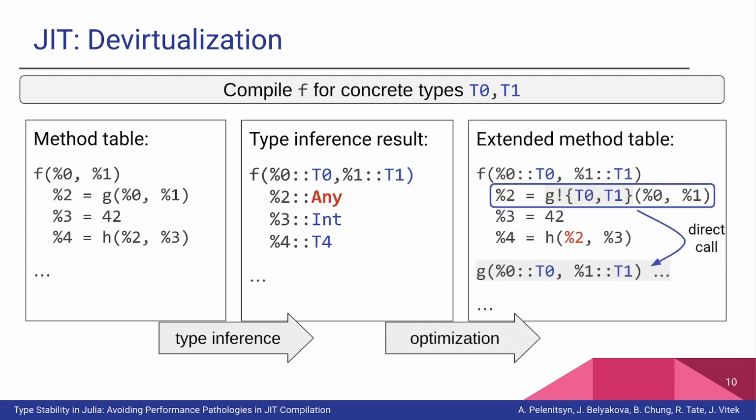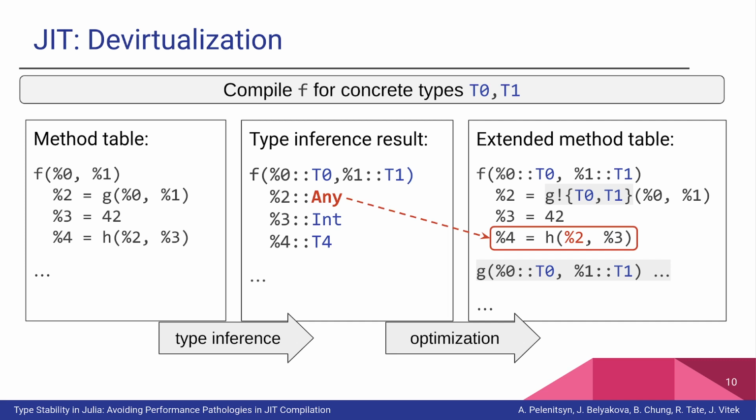Next, JIT will employ the inference result to devirtualize as many calls as possible. In the example, JIT replaced the dispatched call to G with a direct call, a successful devirtualization. It was possible because type inference was able to deduce concrete types for all arguments of G, %1 and %0. During this process, JIT had to recursively instantiate G with T0 and T1 and update the method table accordingly. On the other hand, the dispatch to H wasn't resolved because the type of its first argument, %2, was inferred as any, which is an abstract type.